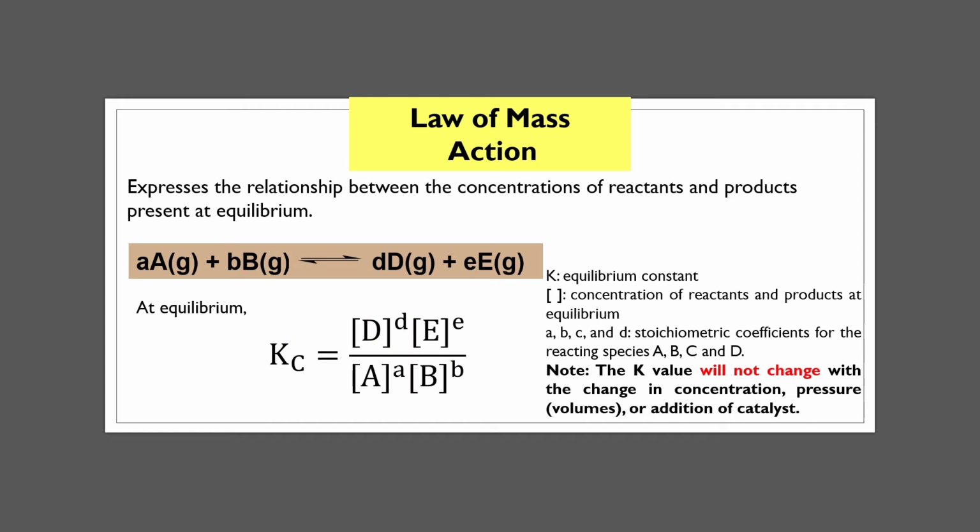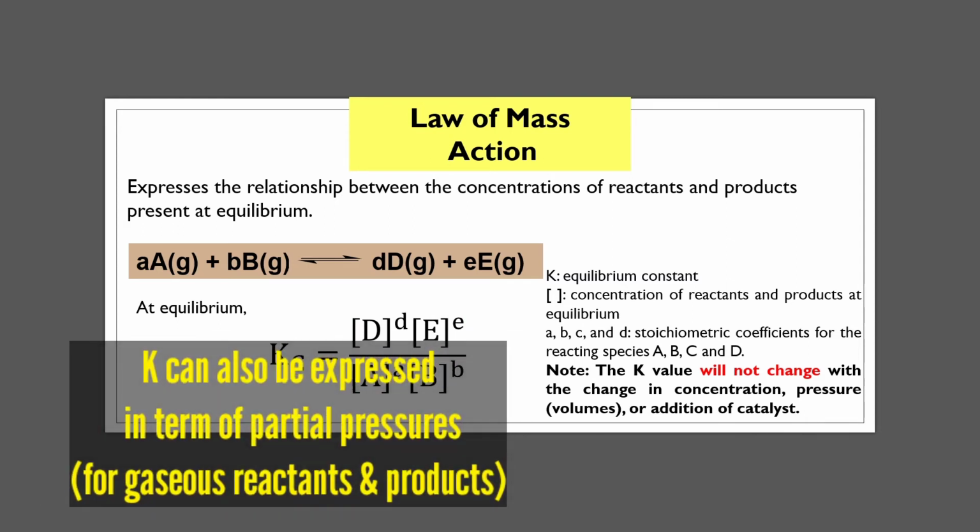When the equilibrium constant K is written in terms of concentration, then the symbol K will have the subscript c to represent concentration, and the square brackets used represent the concentration of each reactant and product. For equilibrium constant K, it can also be expressed in terms of partial pressure if reactants and products are in the gaseous state.